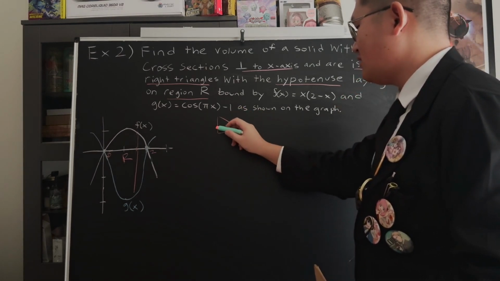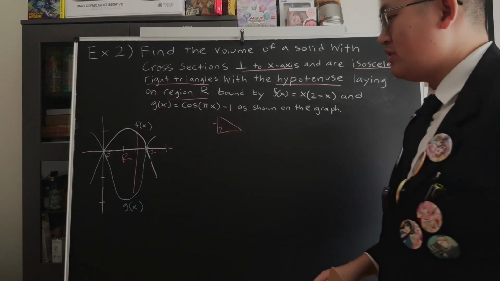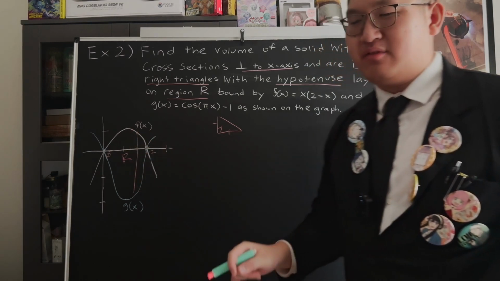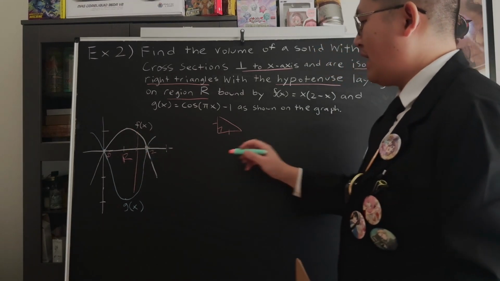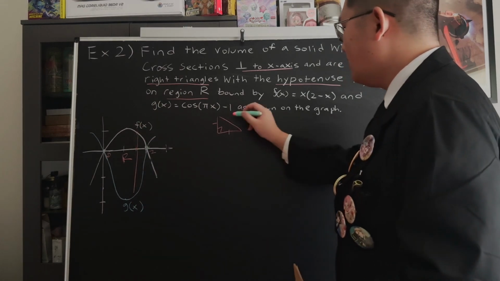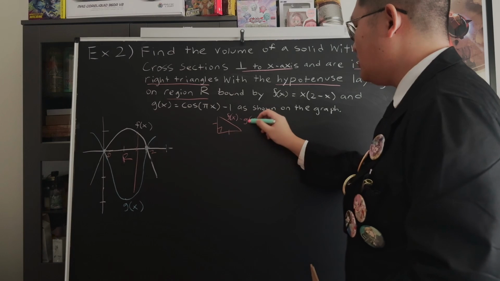That means that we have a right triangle with each of the legs congruent to each other, except now, instead of one of the legs being on the graph, we have the scenario where we have the actual region R going vertically across the two. So again, our hypotenuse is going to be here f of x minus g of x.